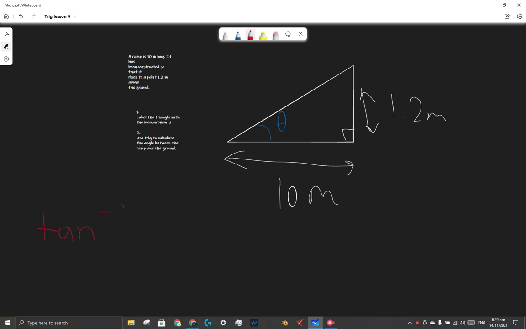So we have the adjacent and we have the opposite, which means that we are going to be using tan. So tan inverse, in brackets, opposite, which is 1.2 over 10. And if you got theta to be 6.84 degrees, then you're correct. Well done. That's good if you got that correct. So it was a pretty easy question. It's just about interpreting it.